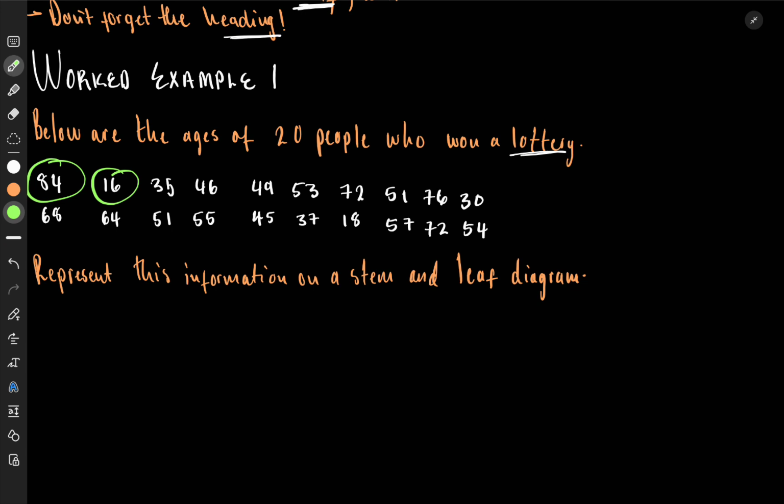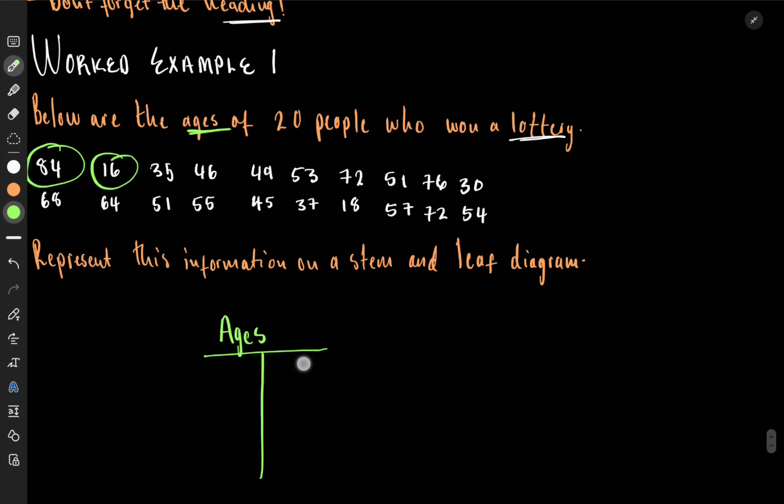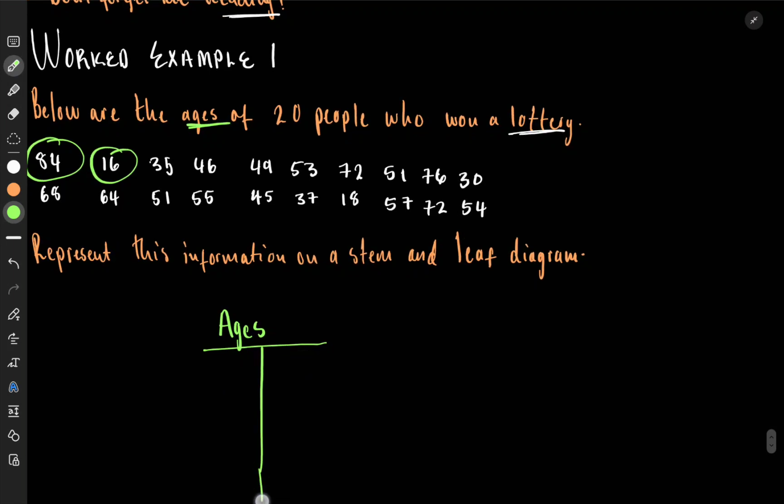0 to 9, then 10 to 19, then 20 to 29. Those are nice, right? So I can quickly make a stem and leaf. What are the values representing? The ages. So that's going to be my heading: ages. And then I'm going to draw it like that. We can make it as a T. Sometimes you just don't put the line on top, you can just start putting your T.